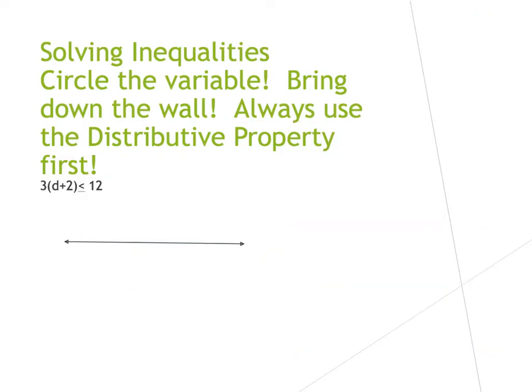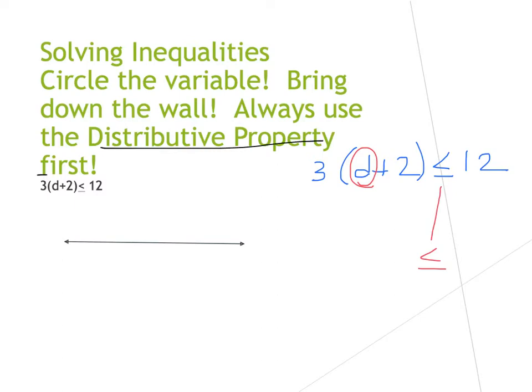Again, this one is the exact same as the last one. You're using the distributive property first. So I'm going to go ahead and rewrite it again. 3 times d plus 2 is less than or equal to 12. I'm going to go ahead and circle my variable, bring down my wall, less than or equal to sign. All right, on this one, I'm going to use the distributive property first. So 3 times d is 3d. 3 times 2 is 6. All right, and again, you're following the rainbow. If you need to go back and rewatch the distributive property, please do.